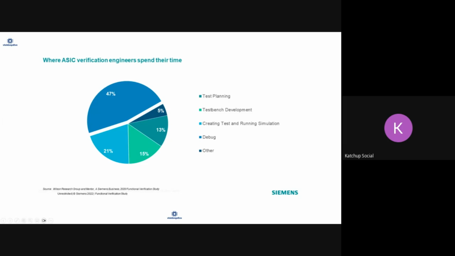So where do verification engineers usually spend their time? They spend their time in test planning, where you think about what tests you're going to do for a particular design, for a particular chip. A lot of time is spent on that. Then time is also spent on test bench development, creating those tests, running simulations, running debug, and small percentages in other areas. But you can see a lot of time is spent in test planning, because that is the base of doing verification. What you want to test is actually decided in test planning.